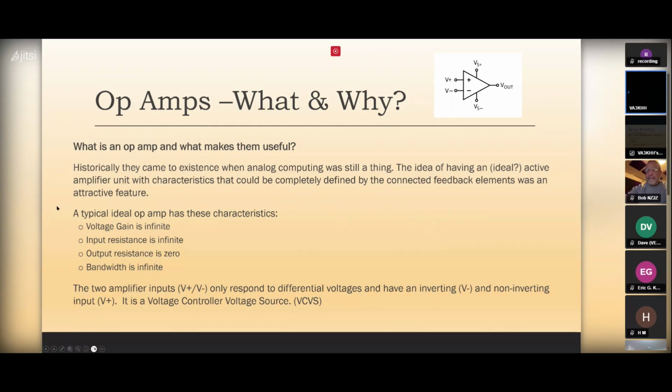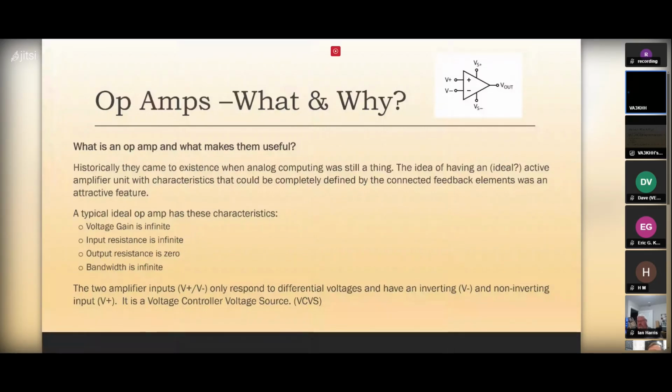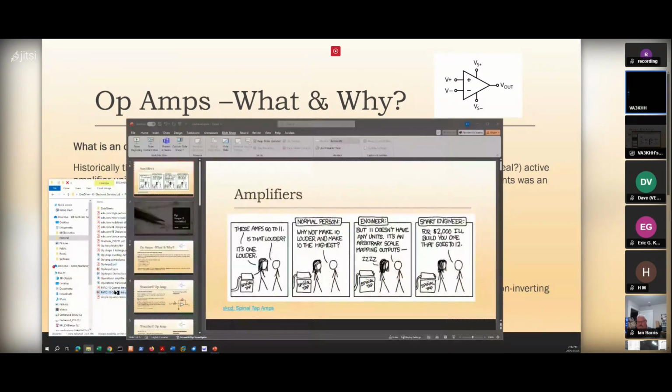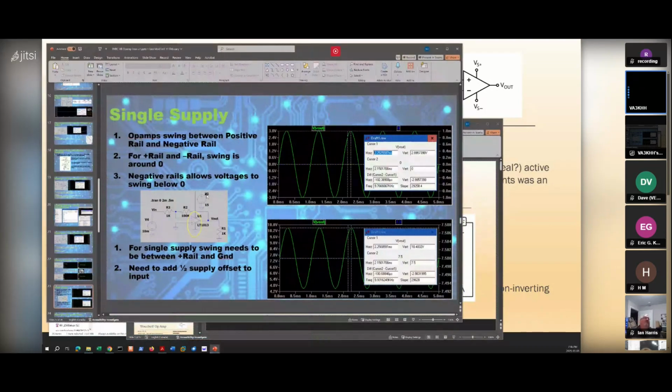And now I'm going to try to change over and drag Dave's presentation on top here. So let me see if I can do that. Oh, what did I do? Bear with me a second here. Okay, can you see Dave's presentation there? Yes, we can. Okay, good.